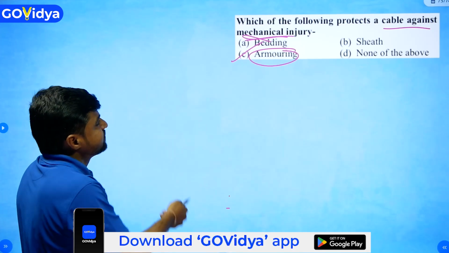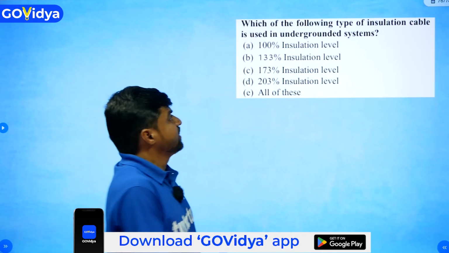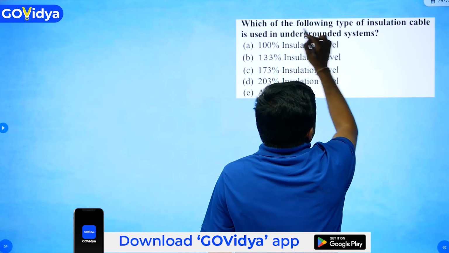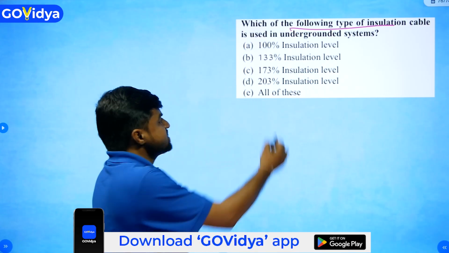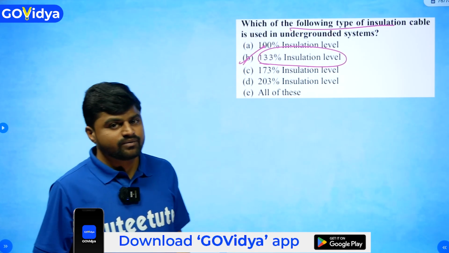Next question, which of the following type of insulation cable is used in underground system? That is 133% insulation level is used in underground cable.